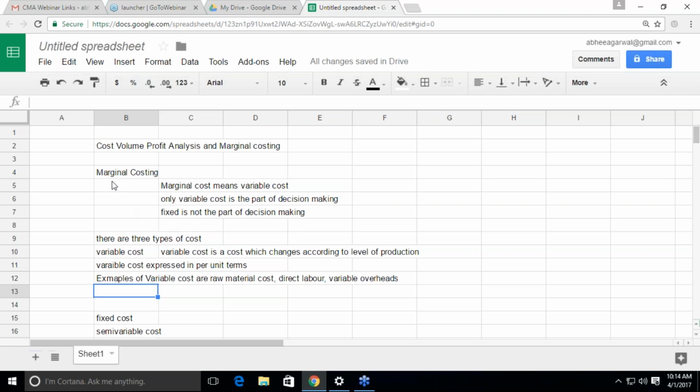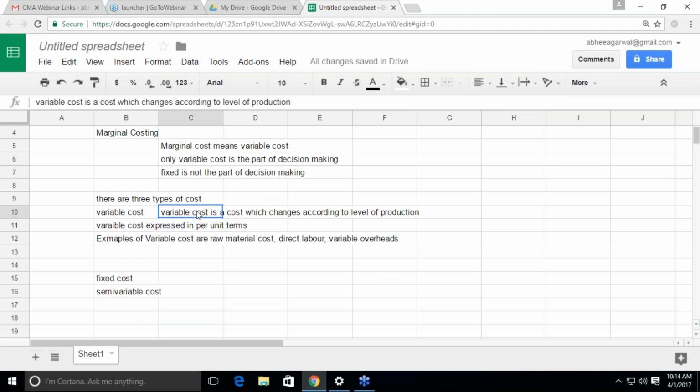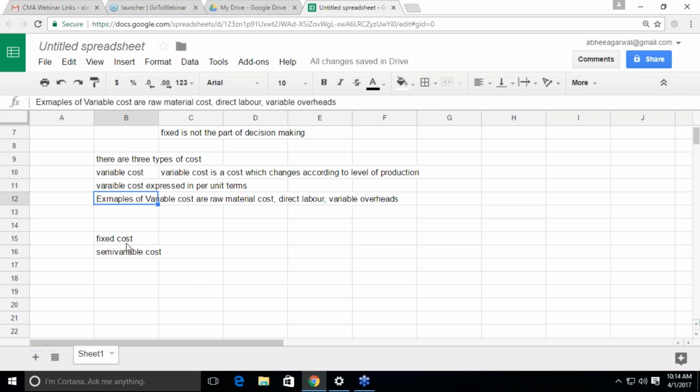So I'm talking about the variable cost. Variable cost is a cost which changes according to level of production. If you are increasing your level of production, variable cost will increase. If you are decreasing your level of production, variable cost will decrease. Similarly, variable cost can be expressed very well in per unit terms. Examples of variable cost are raw material cost, direct labor, variable overheads.